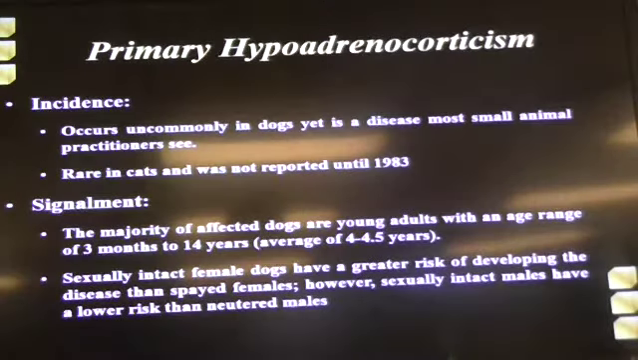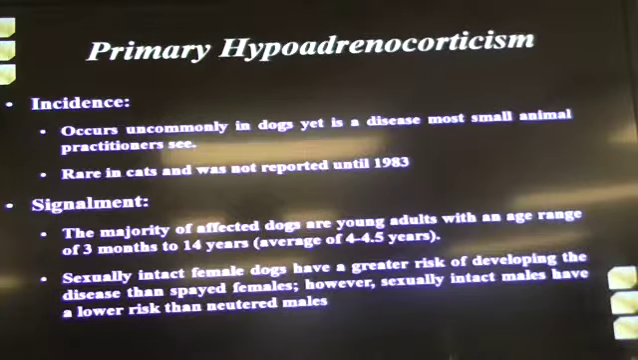As far as incidence, primary hypoadrenocorticism occurs uncommonly in dogs, but is the disease most small animal practitioners see. So why is that? With primary hypoadrenocorticism, you lose all aldosterone, right? So what's the animal going to go into? Is it going to lose its appetite or something, or is it going to go into hypovolemic shock?